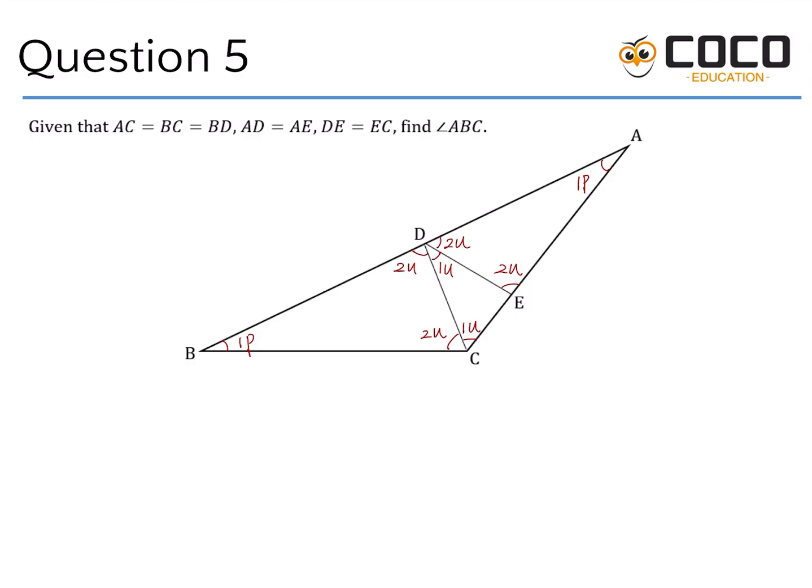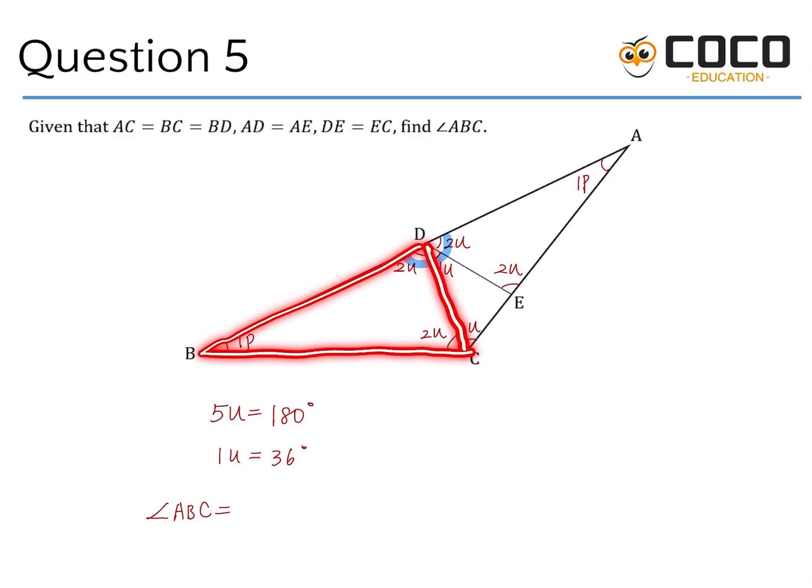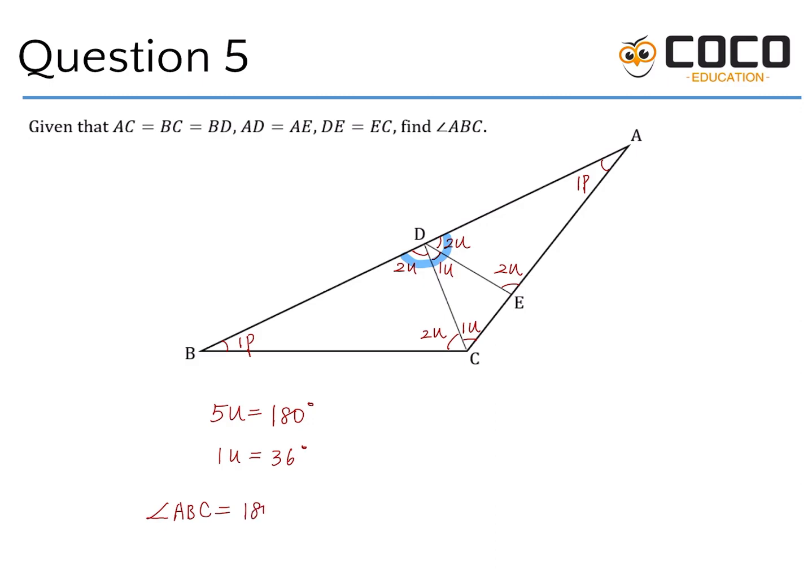So let's solve for 1U. Look at this straight angle. That's 5 units equals to 180. So 1U equals to 36. Find the angle ABC. Now ABC, you can look at this triangle BCD. This is 180 minus 4U. So 180 minus 4 times 36. The answer is 36.